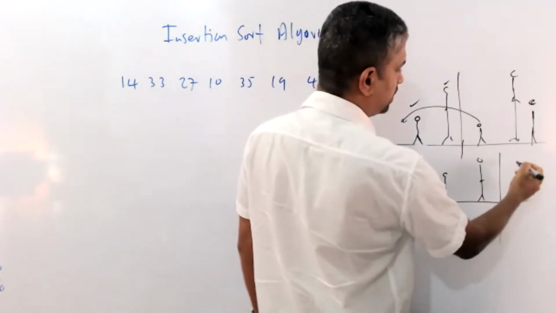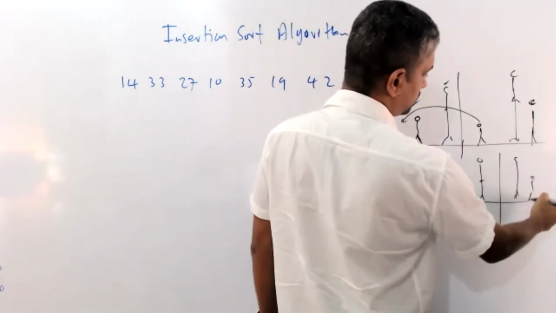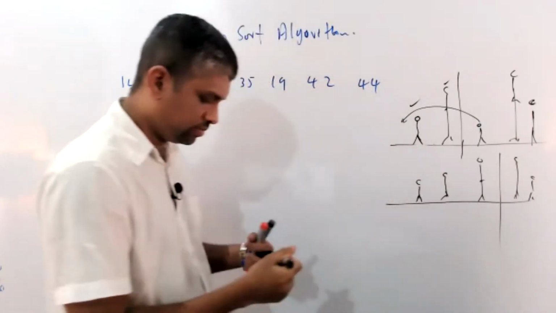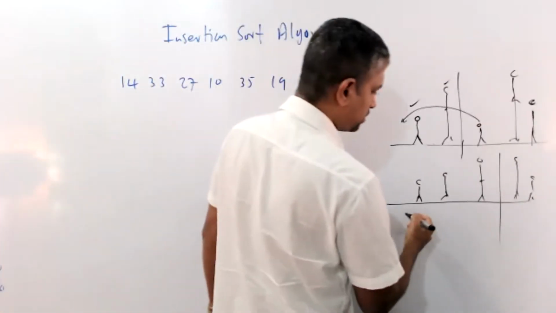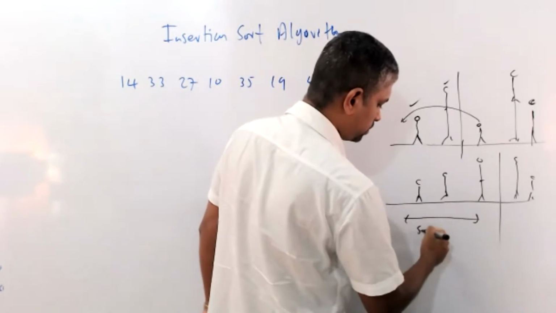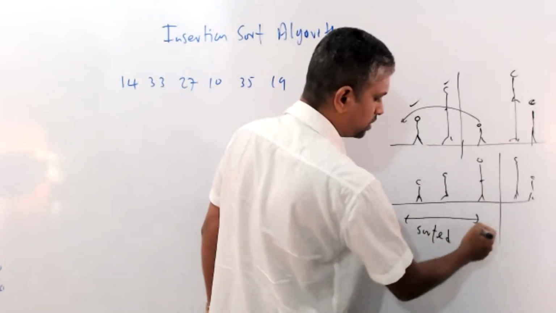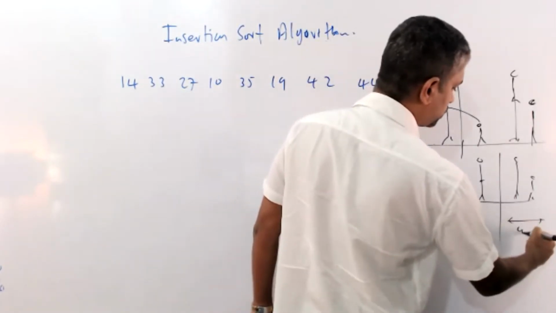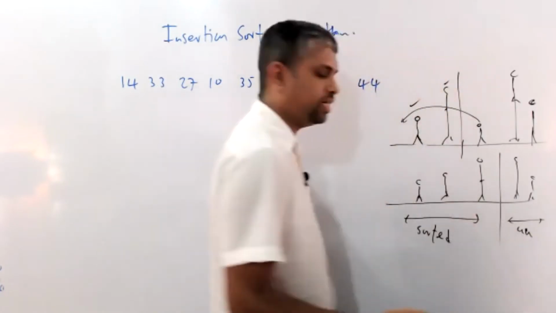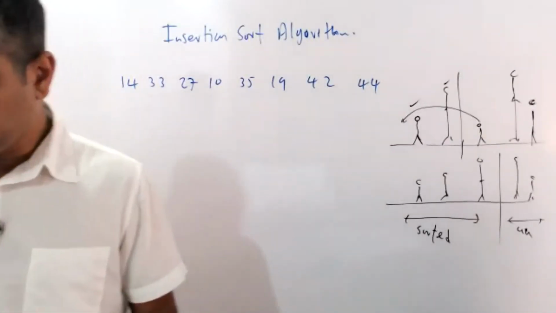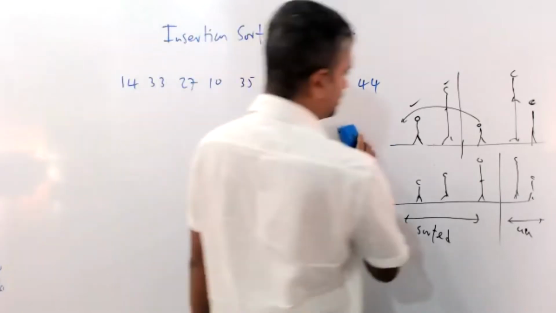But up to this level, look, this is the sorted part, the sorted list. This is the unsorted. I will explain with numerical values, then it will be more clear.